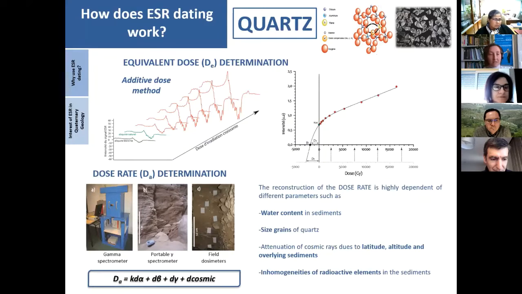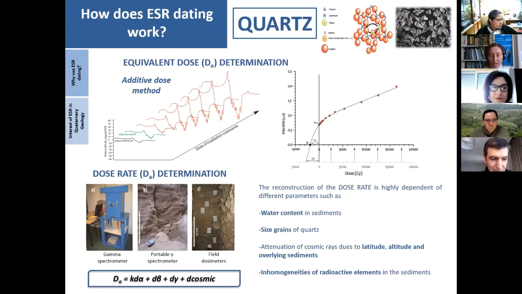The dose rate, meaning the dose absorbed by the sample every year, is the sum of the alpha, beta, gamma, and cosmic radiation, with this formula. These doses are emitted from the environment and from the material itself. The reconstruction of this dose is highly dependent on different parameters, such as water content in sediments, grain size of quartz, the attenuation of cosmic rays due to latitude, altitude, and overlying sediments, and inhomogeneities of radioactive elements in the sediment. I can say that the calculation of this dose can be really complicated to determine.